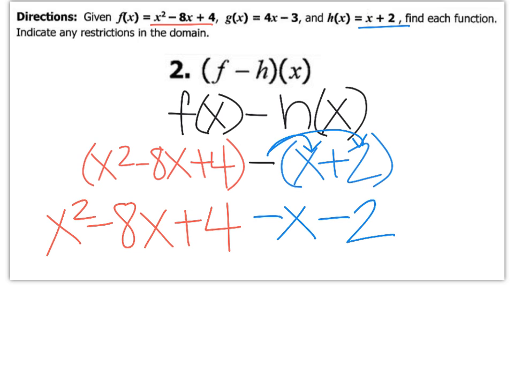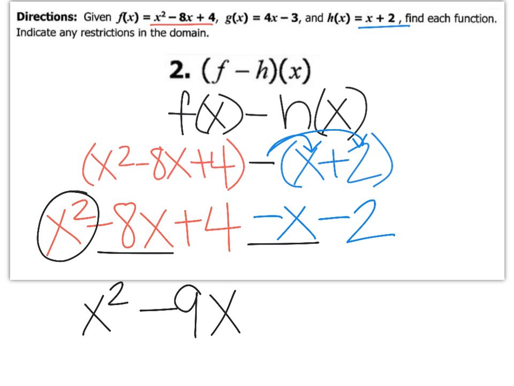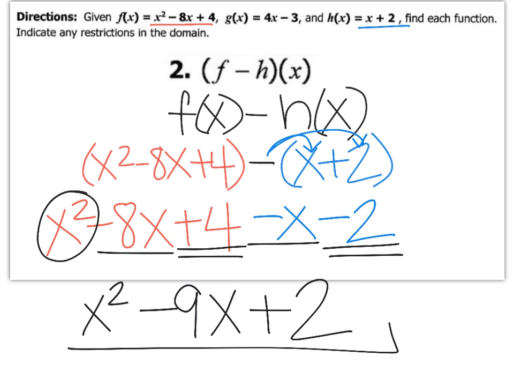All right, now it's just combining like terms. We only have one x squared, so that goes first. Then we've got negative 8x minus x gives us minus 9x. Positive 4 minus 2 gives us plus 2. And there's our solution. All right, let's move on to number 3.